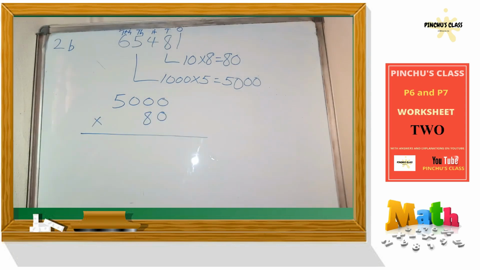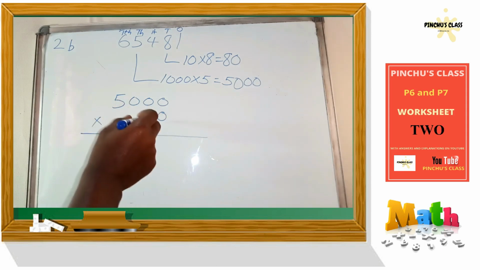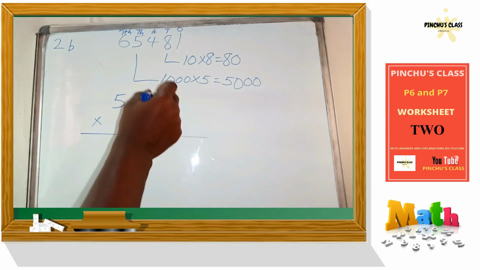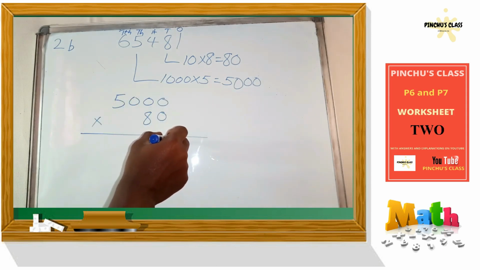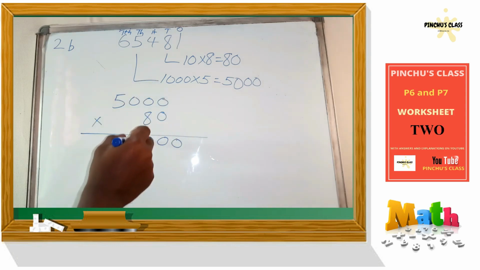So there is a simple way of doing this. What we do, we just add this 0 to this, and we get 8 times 5. So when I add this 0 to that, I'm going to get 4 zeros. I hope you understand that.